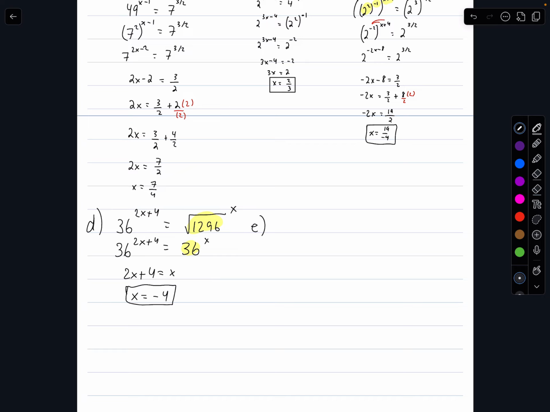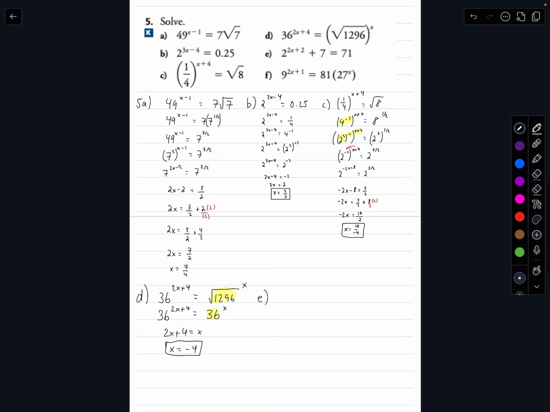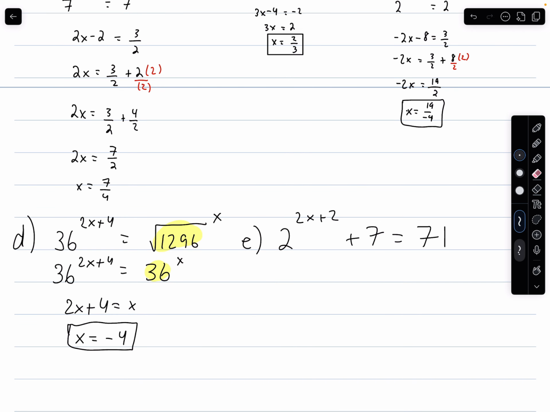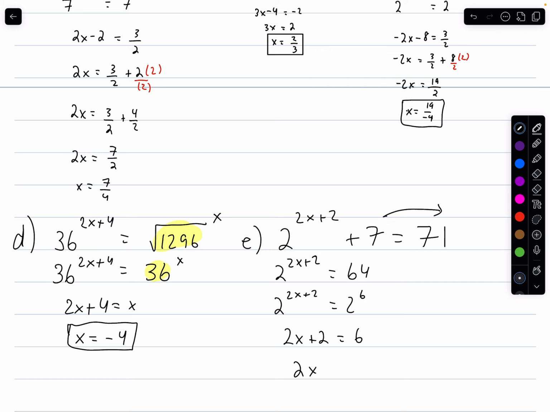Let's look at E. E says 2 to the 2x plus 2, plus 7 equals 71. Okay. So this one's really interesting because you have some addition going on here. So what I would do here is I would say 2 to the 2x plus 2 is equal to 64 because I brought the 7 to the other side. Now that I have 64, I'm going to find base 2, which is 2 to the power of 6. And then I just go 2x plus 2 equals 6, 2x equals 4, x equals 2.